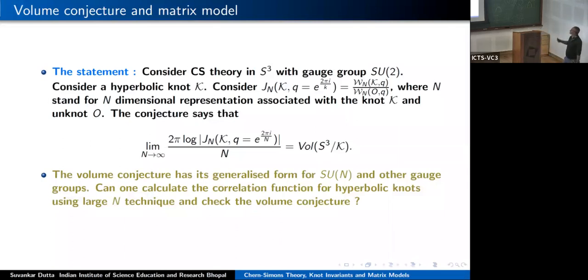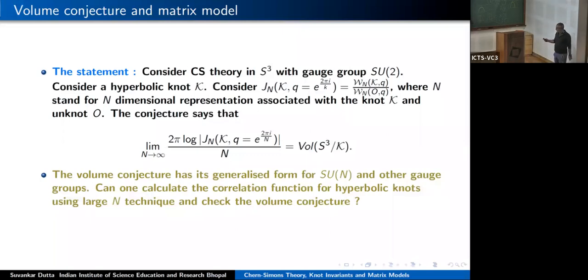And there are different generalizations of this volume conjecture. I'm not going to discuss it here. For example, one can write down the volume conjecture for SUN gauge group also. Then you ask the same question: if you go to this large N limit, what do you get? Can you check this volume conjecture for some known knots and links? We are planning to understand this volume conjecture from this matrix model large N perspective, but that is our future goal. This is the larger picture of why we are interested in such a program.